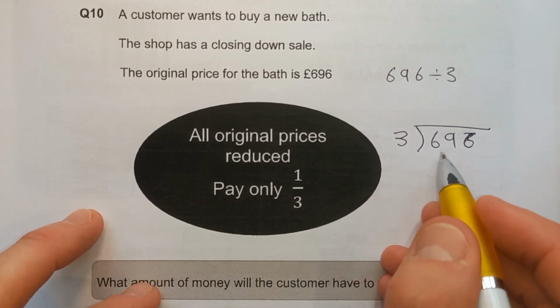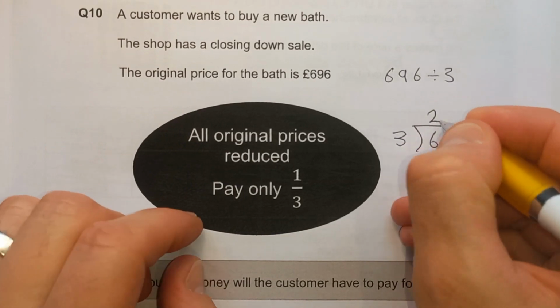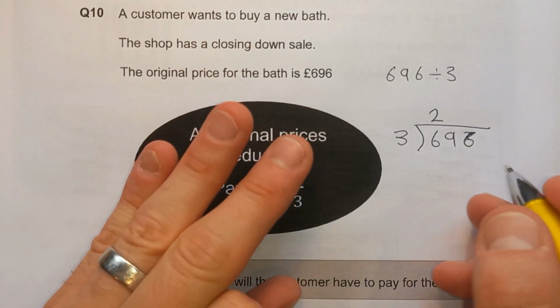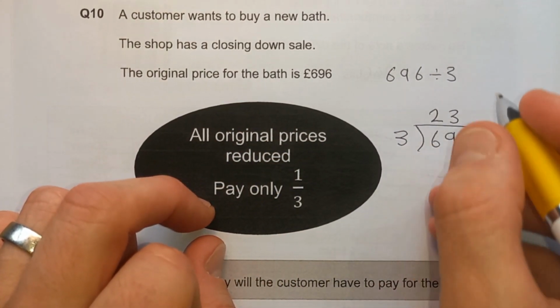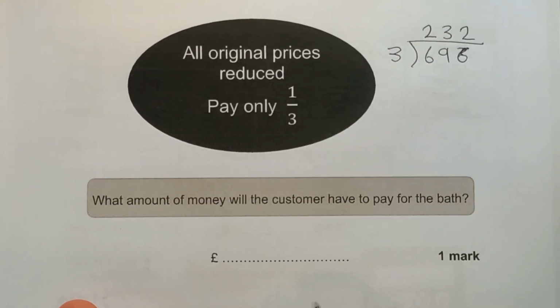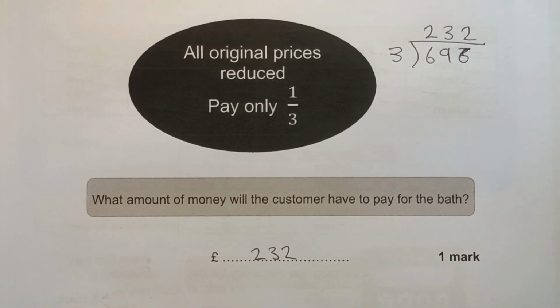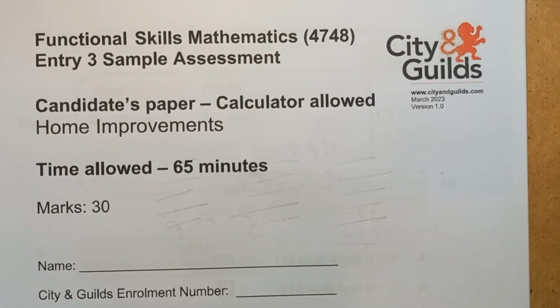So how many times does 3 go into 6? 3, 6. That's twice. How many times does 3 go into 9? 3, 6, 9. That's 3 times. And 3 into 6, well, we had that already. We know that's 2. So we've got an answer that we can write down here of £232. Okay, so now we can go on to the calculator section.